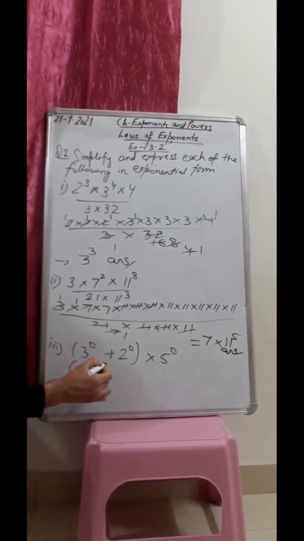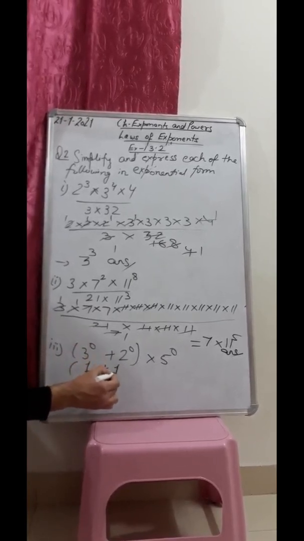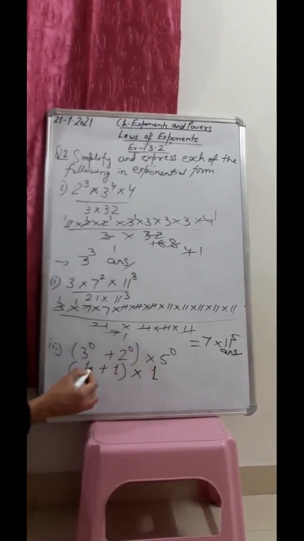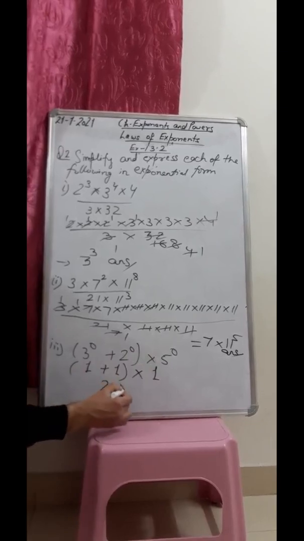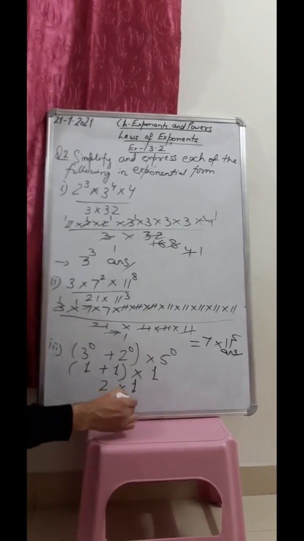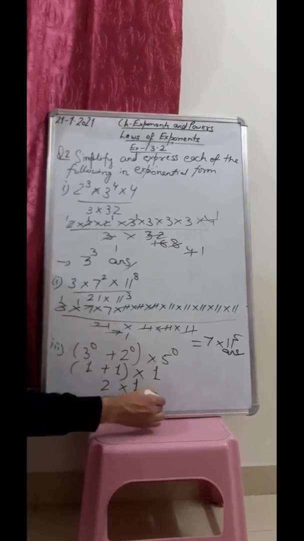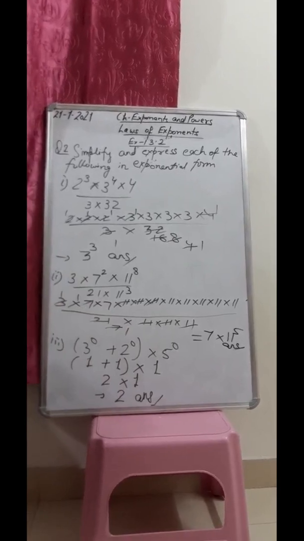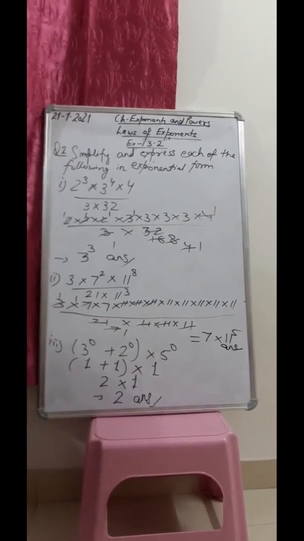Here also, 2 raised to power 0 means 1, into 5 raised to power 0 means also 1. So 1 plus 1, 2, into 1. The answer will come as 2. So in this form we can simplify the exponents and write the answer in exponential form.